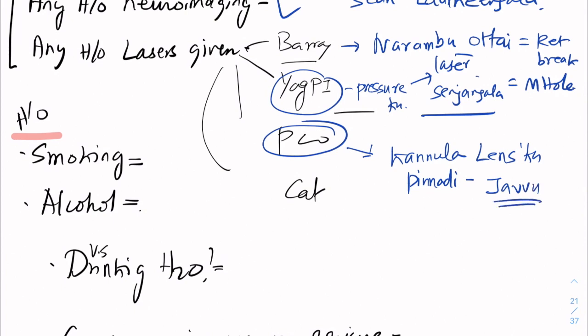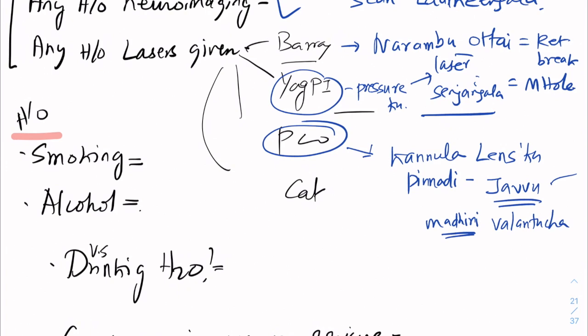ஜவ்வு, Javvu. Javvu means kind of like a sheet, kind of like a sticky substance. So javvu madiri means something like a sticky substance. Madiri means like, something like. So kannile lens ku pinadi javvu madiri valanducha means did you have PCO? Or you can ask கண்ணில் ஜவ்வுக்கு லேசர் செஞ்சாங்களா? Simple. That will be a very straightforward question to ask for PCO.